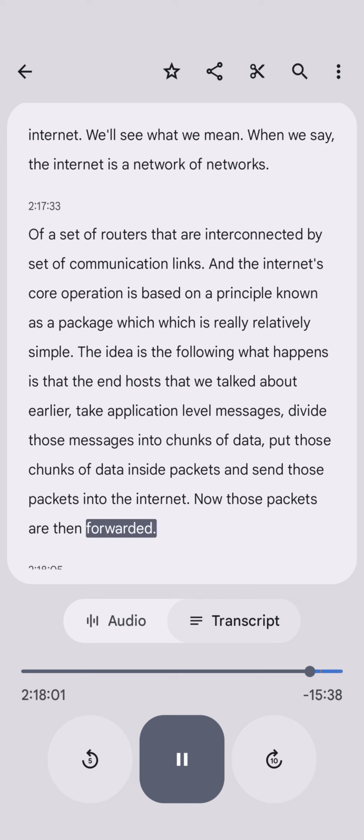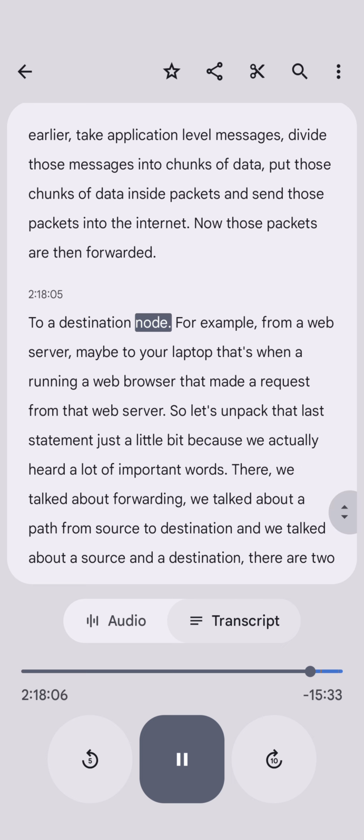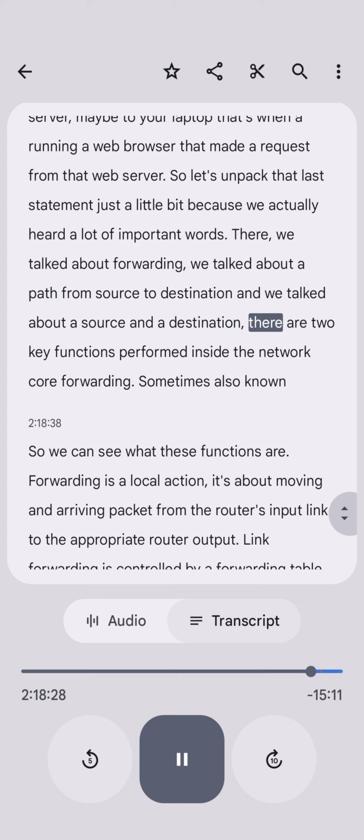Now, those packets are then forwarded along a path from a source node to a destination node. For example, from a web server, maybe to your laptop that's running a web browser that made a request from that web server. So let's unpack that last statement just a little bit, because we actually heard a lot of important words here. We talked about forwarding. We talked about a path from source to destination, and we talked about a source and a destination.